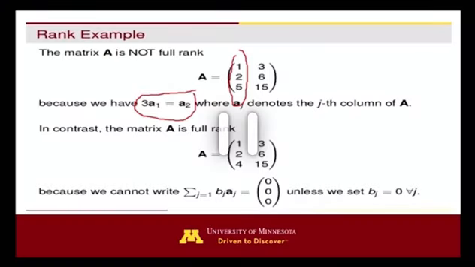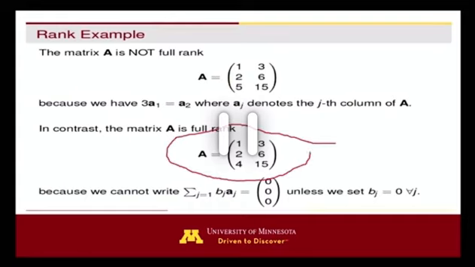Now if you come back to the next one, take a look at this one. You're going to see that even though the first one is 3 times 1, and 3 times 2, 3 times 4 is not 15. So because of that, there's no violation as far as determining a full rank is concerned.